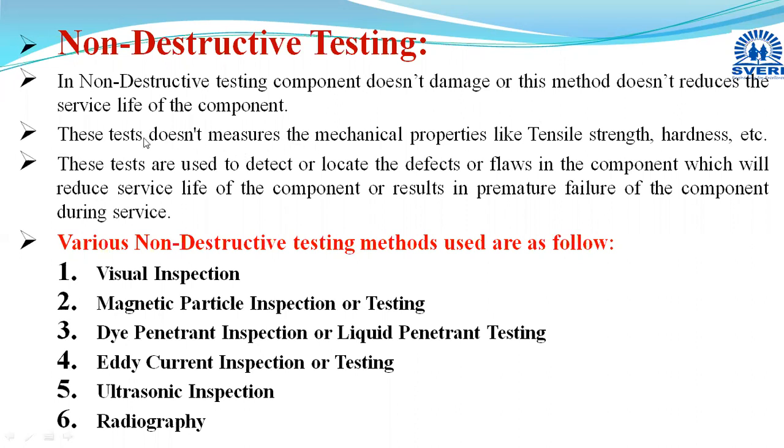Then in this test, we are not measuring any mechanical properties like tensile strength, hardness, ductility, toughness. These properties are not measured here, those properties are measured in destructive testing methods. Then why are these non-destructive testing methods conducted, or what is the use of this? These tests are used to detect or locate defects or flaws. Any kind of defect in that component is detected, and its type and its location are also detected in this non-destructive testing method.